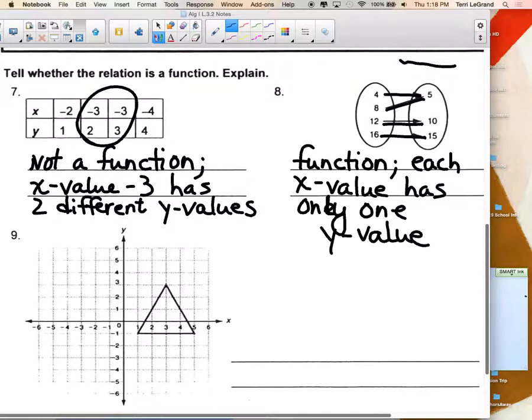So domain and range don't challenge students nearly as much as determining if a relation is a function or not. Do you have any questions here before we move on? We'll keep practicing the function thing on this last page. Okay, let's go to the last page, where we're going to start displaying relations in table form, graph form, mapping form.